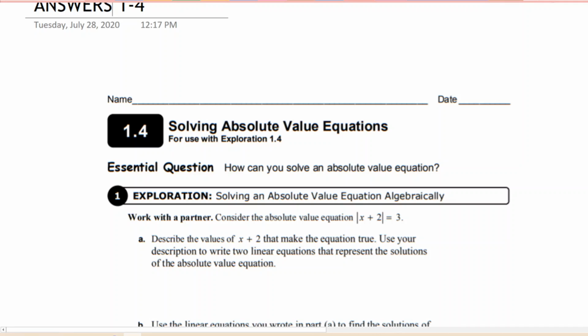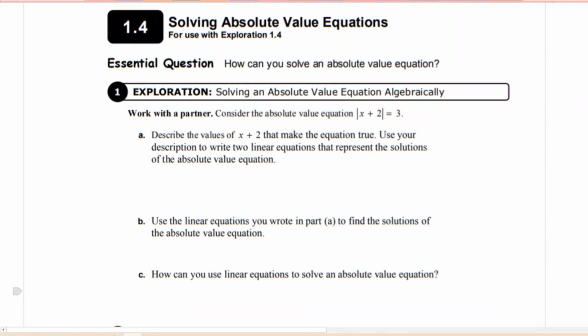Hey everyone, today we're going to be taking a look at section 1.4, which is solving absolute value equations. Now in this one, we're just going to get to the quick and dirty of it. Exactly how do we solve these absolute value equations?